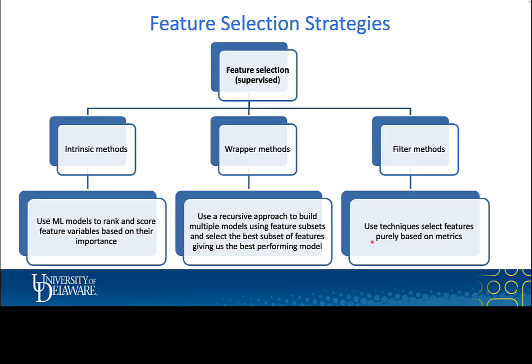Finally, filter methods. These techniques select features purely based on metrics like correlation or mutual information. These methods do not depend on results obtained from any model and usually check the relationship of each feature with the response variable to be predicted. Popular methods are threshold-based methods and statistical tests.